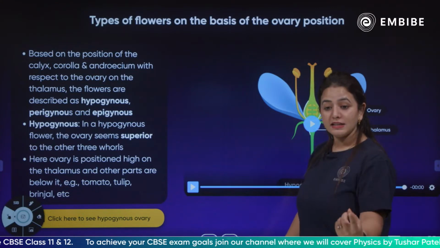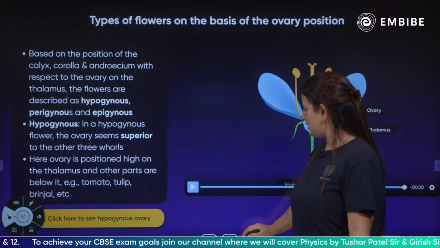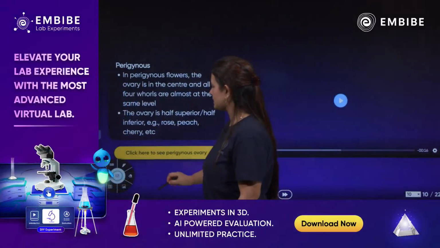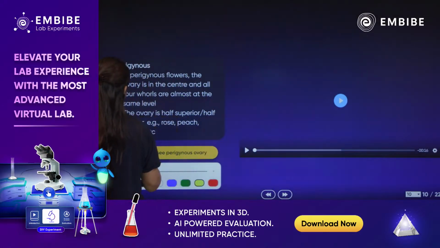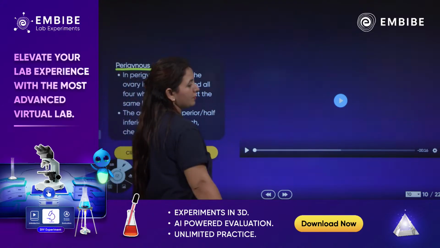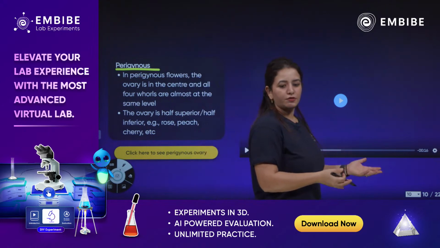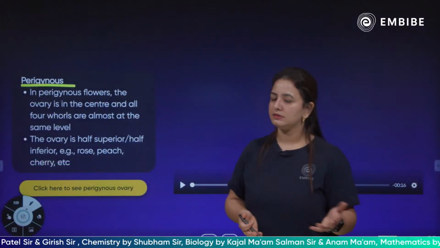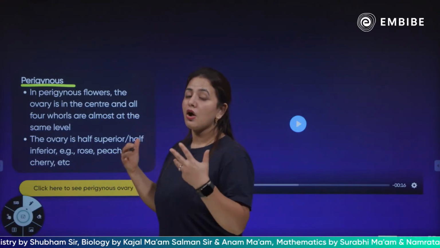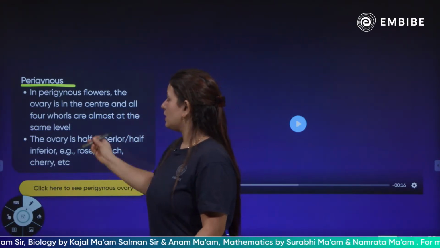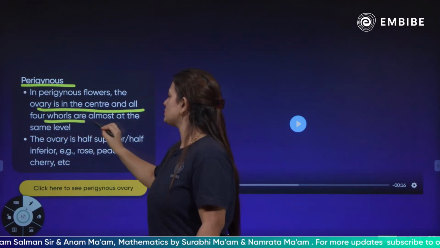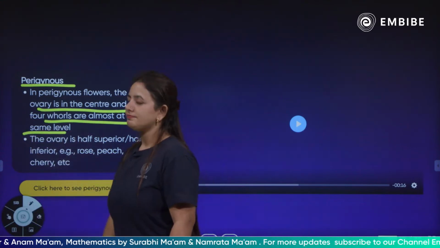Let's see what we have next. What kind of category of flower do we have next? We have the perigynous ovary or the perigynous flowers. Talking about the perigynous flowers, this is the ovary position in which the ovary is in the center of all the whorls and at almost the same level.